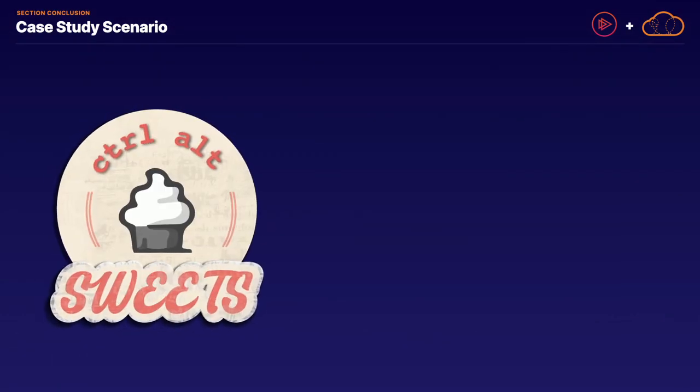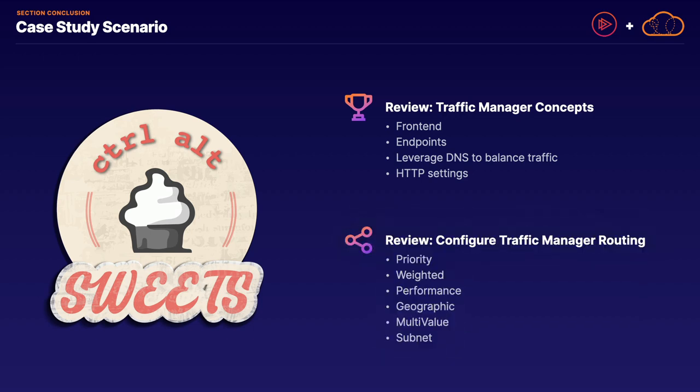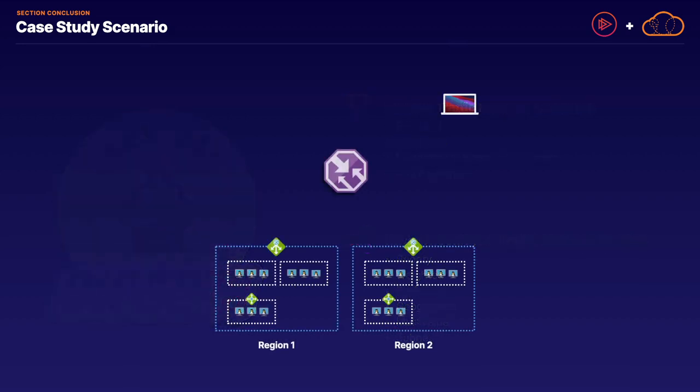For this organization, we're going to review the Traffic Manager concepts of the front end, the back end endpoints, and leveraging that Layer 7 DNS-based load balancer that Traffic Manager is, and also those HTTP settings to provide us that endpoint monitoring or a health probe, if that helps you remember it better. And then we're going to review configuring Traffic Manager routing using those routing methods provided to us: priority, weighted, performance, geographic, multi-value, and subnet. So for our case study scenario here, we have two different regions, both with application gateways.